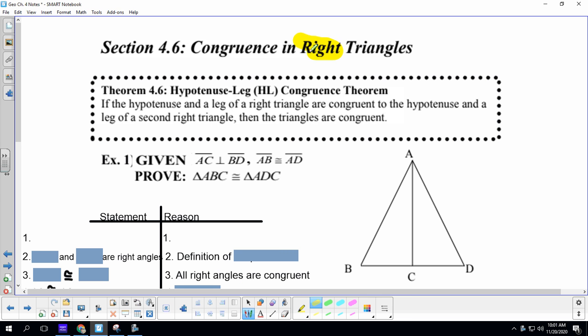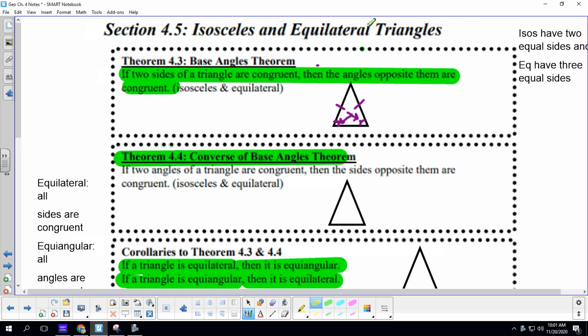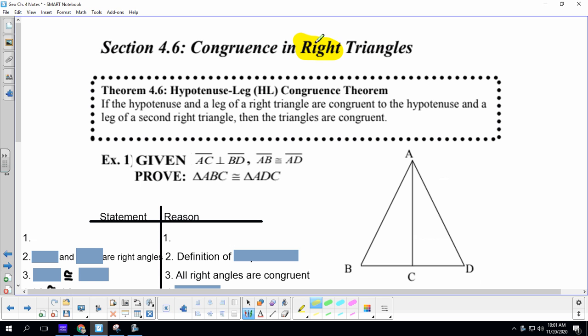right triangles. So in our previous section, we talked about isosceles and equilateral triangles. Now we're going to go to our special little buddy, right triangles. It's going to introduce our new theorem. It's called the Hypotenuse Leg Congruence theorem.